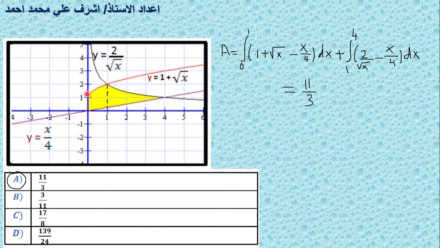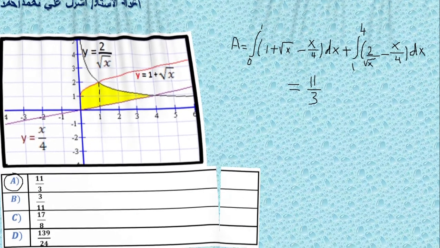Upper is this red curve, 1 plus radical x, minus lower, which is y equals x over 3 minus x over 4, sorry, dx, plus the second region, the integral from 1 to 4, upper bound minus lower bound. Upper bound is 2 over radical x, minus lower bound x over 4. So you can use a calculator and you will get 11 over 3. So A is the correct choice.